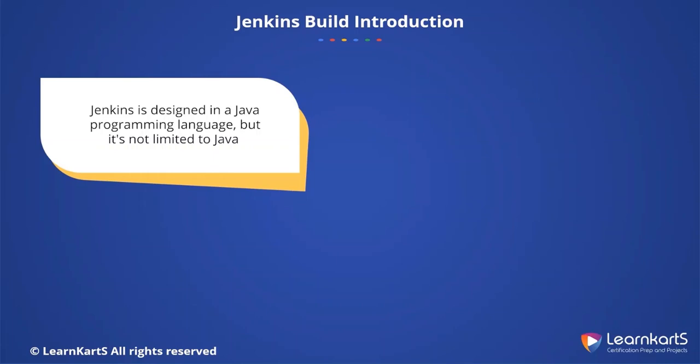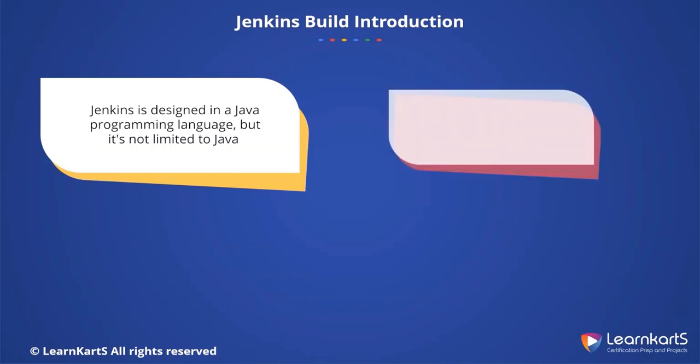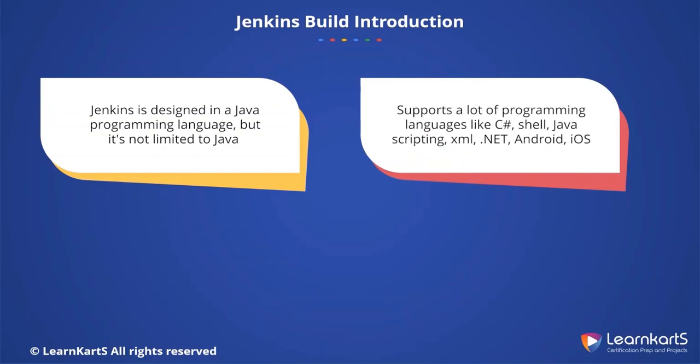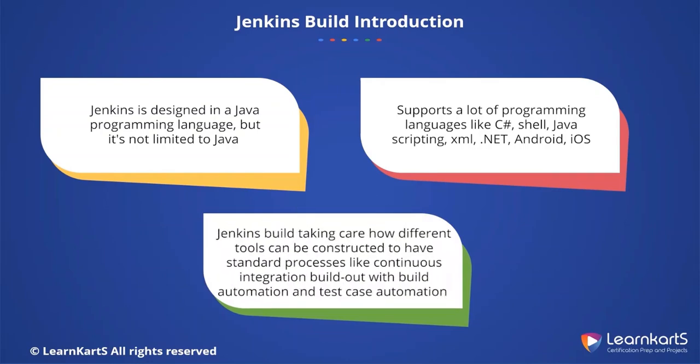In fact, it can take care of a lot of programming languages like C Sharp, Shell, JavaScript, XML, .NET, Android, iOS. A lot of programming languages can actually be handled with the help of the Jenkins tool. So that's a way how the different tools are handled and utilized here. Jenkins build takes care of how these different tools can be built out. So you can have standard processes like continuous integration built out with build automation and test case automation.